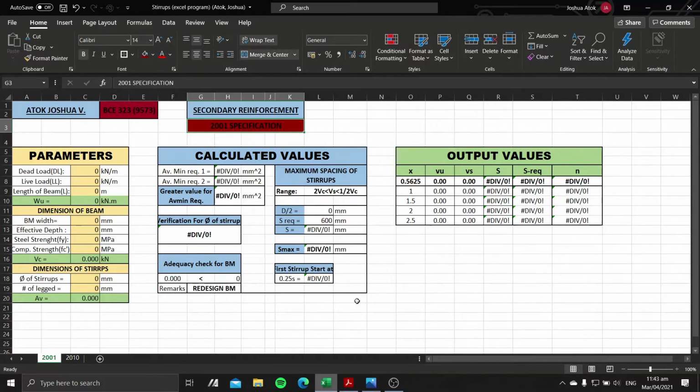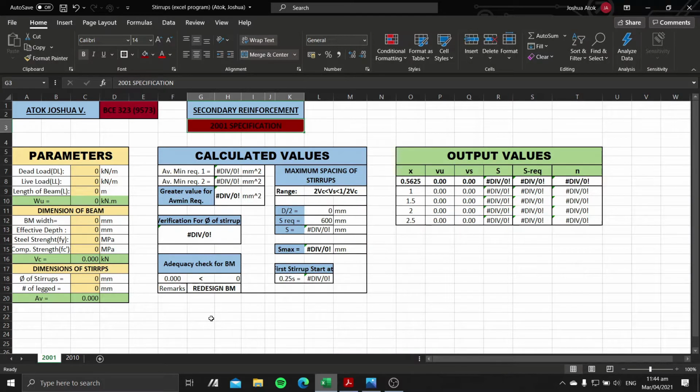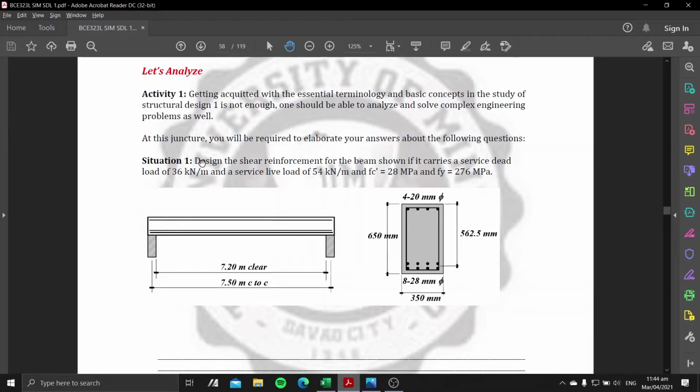For today's video, I will be having a tutorial on how to use this Excel program I've made for the design of secondary reinforcement for reinforced concrete beams using the NSCP code of 2001 specification and the 2010 or 2015 specification. For me to elaborate on how to use this program, we are going to solve a problem here.